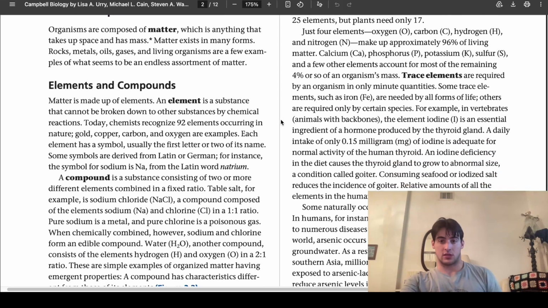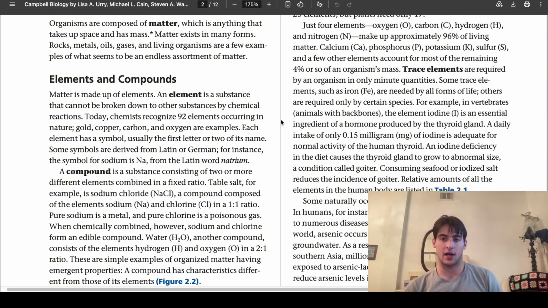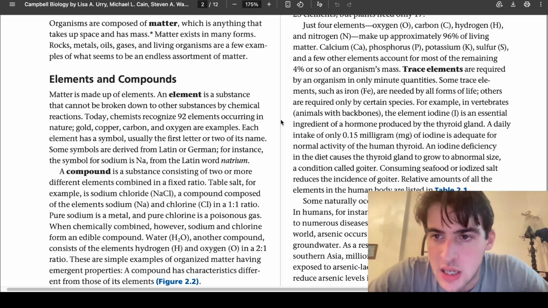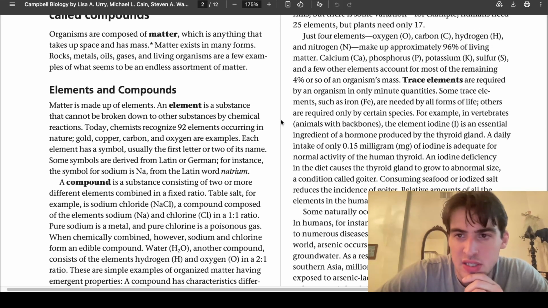Just 4 elements, oxygen, carbon, hydrogen, and nitrogen, make up approximately 96% of living matter. Holy shit, dude, that's nuts. 96% of living matter in 4 elements. I didn't know nitrogen even had anything to do with life, to be honest.